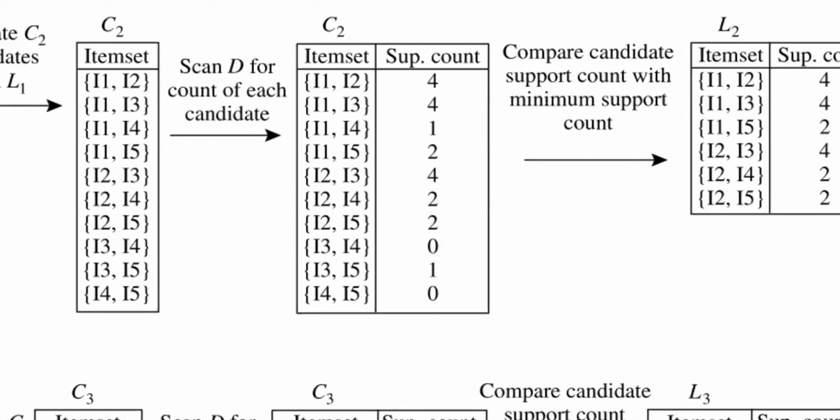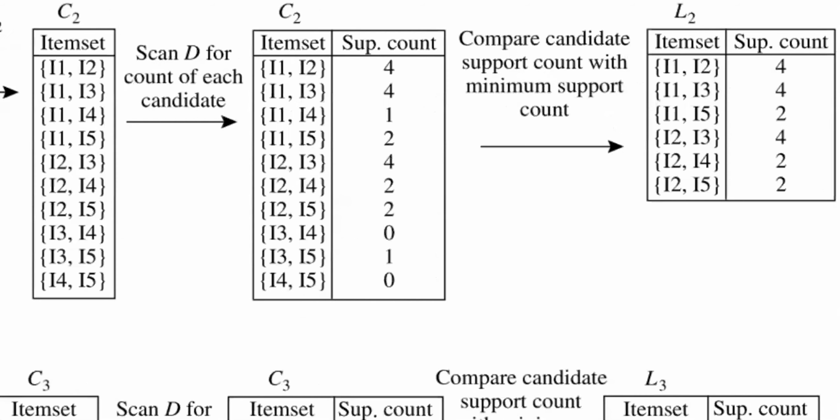So the counts of four and two are the ones you have to consider. Only those item sets we consider: I1 and I2, I1 and I3, I1 and I5, I2 and I3, I2 and I4, I2 and I5. Those with support counts of four and two only we consider. Which have support counts of zero or one, you don't consider.